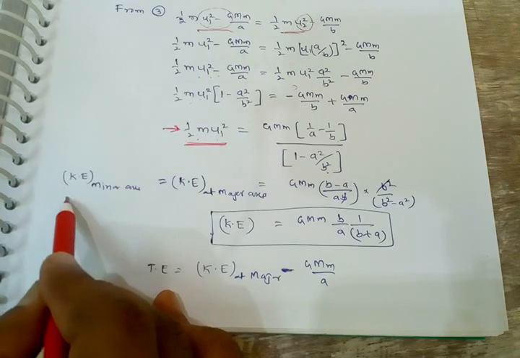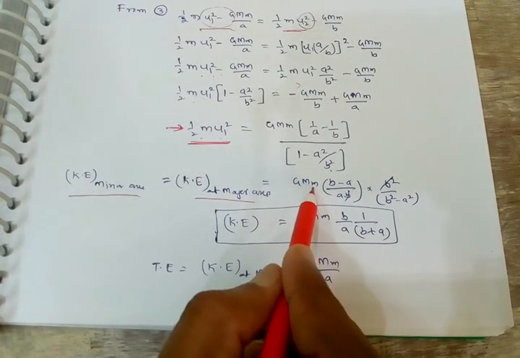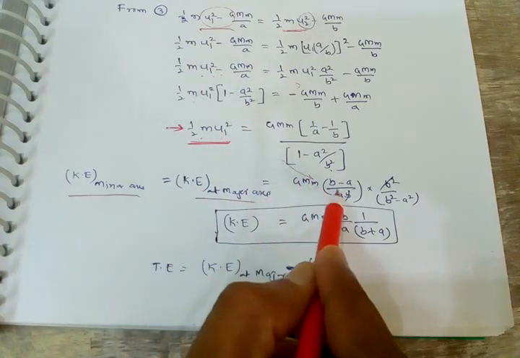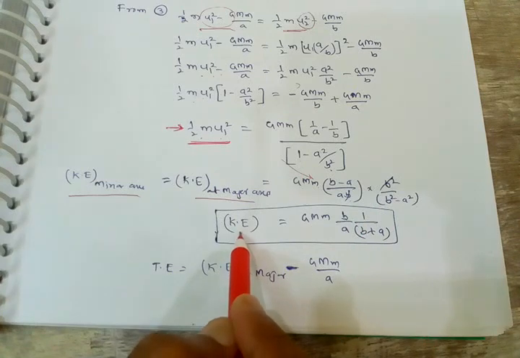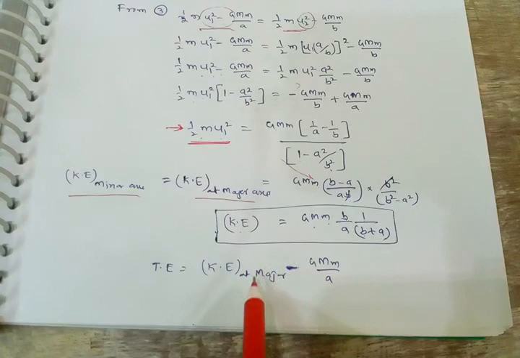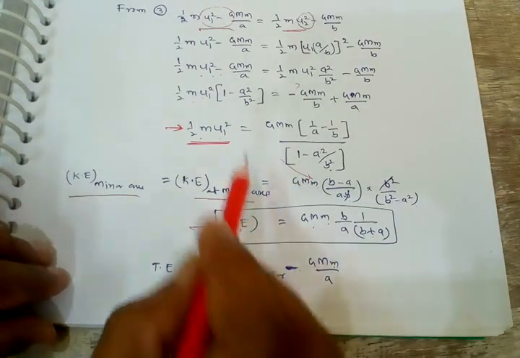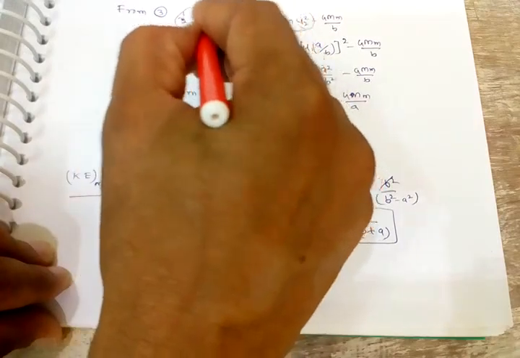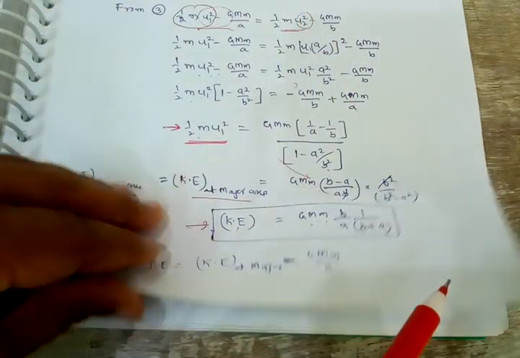So the kinetic energy at the major axis equals GMm times (b minus a) times ab, over b square minus a square. Finally, K equals GMm by b times 1 by (b plus a). So the total energy is the kinetic energy at the major axis minus GMm by a. We just have to substitute this kinetic energy here.